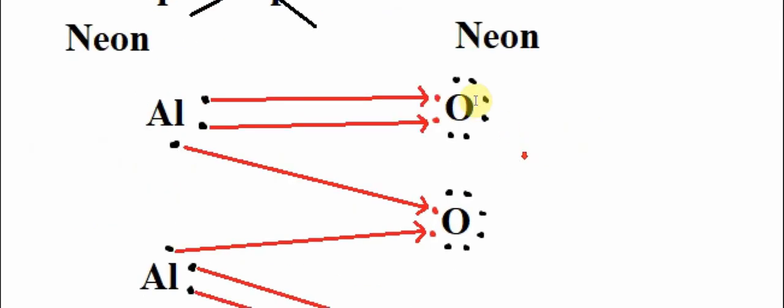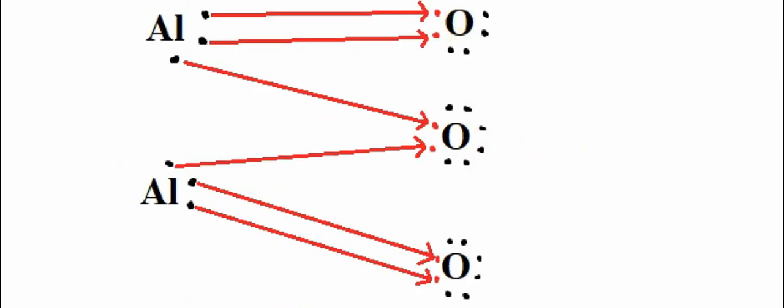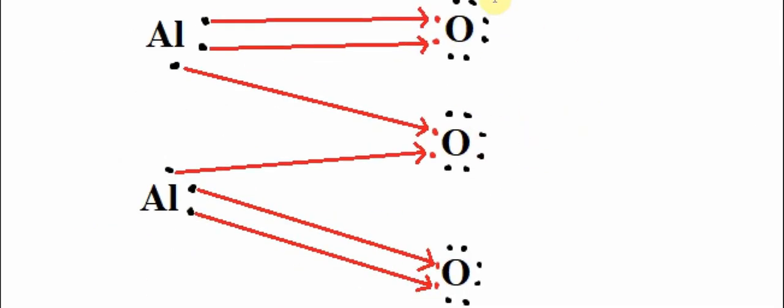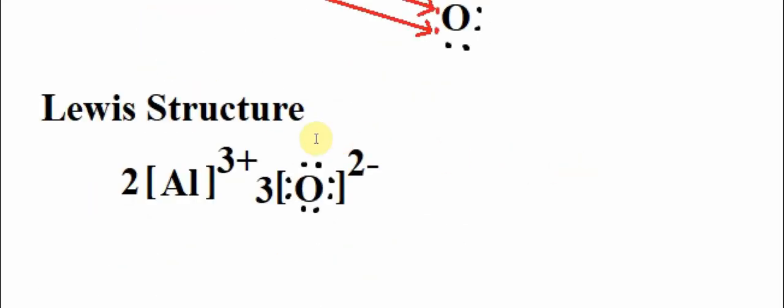You can see that the 3 oxygen have 8 electrons in the outer layer like the noble gas, and the aluminium lost 3 electrons, so now they have the neon configuration. So we can draw the Lewis structure in here.